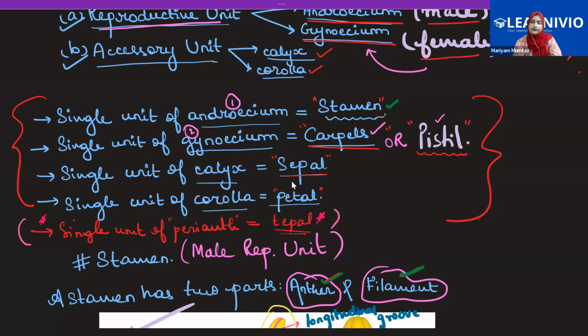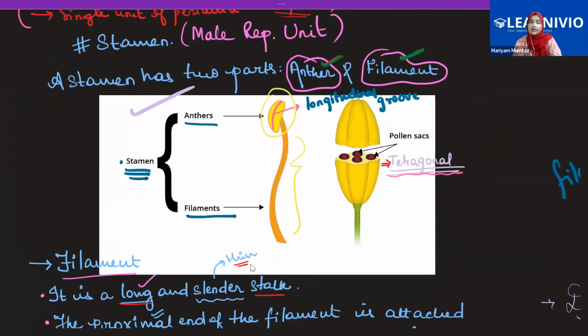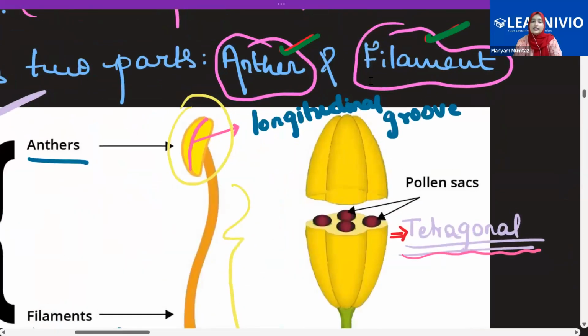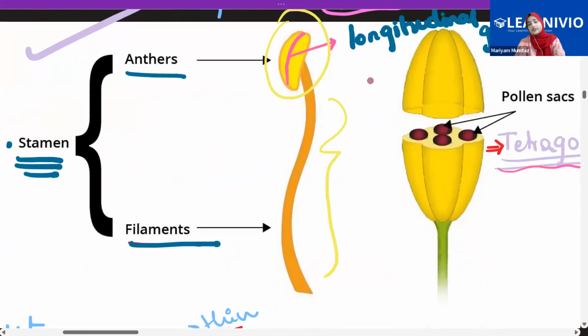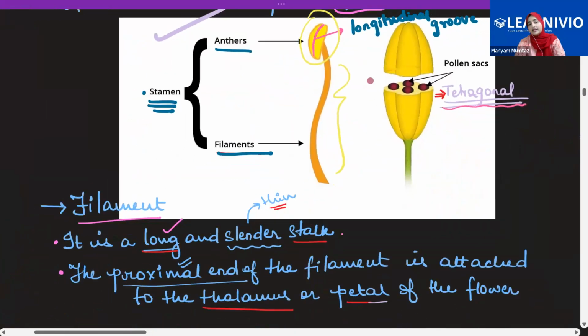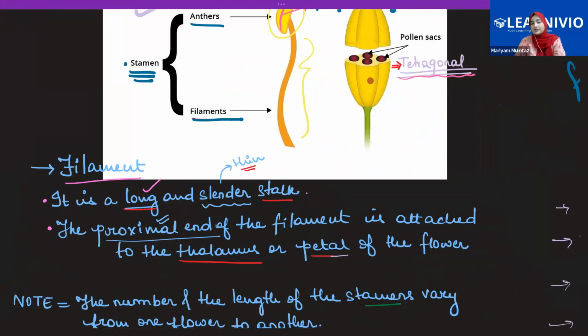No, ma'am. Okay. Now talking about the stamen, which is the male reproductive part of the flower. It has two parts, that is anther and the filament. Now the anther is a bilobed structure that you can clearly see in the diagram, and it is divided in the middle by a longitudinal curve. Whereas the bottom portion is called a filament. So filament, it is a long and slender stalk. The proximal end of the filament is attached to the thalamus or to the petal of the flower.